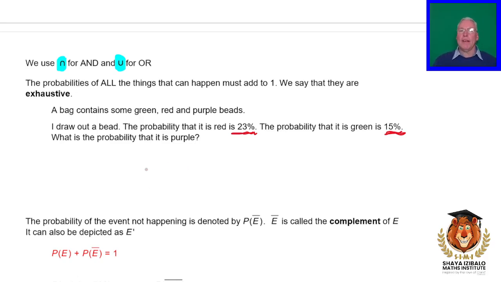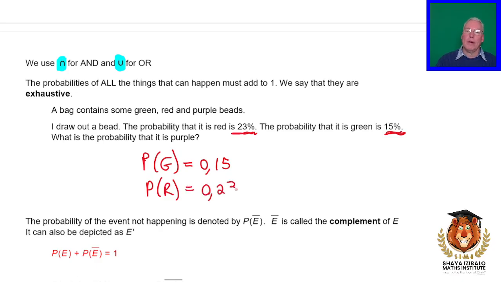So there's only three things that can happen here. We've got the probability of green, sorry, let me try to write a bit more neatly. The probability of green is 15%, 0.15. The probability of red is 0.23. And then we've got the probability of purple, and we don't know that. Okay, let's let it be X. All right, what do we know about these three probabilities added together?